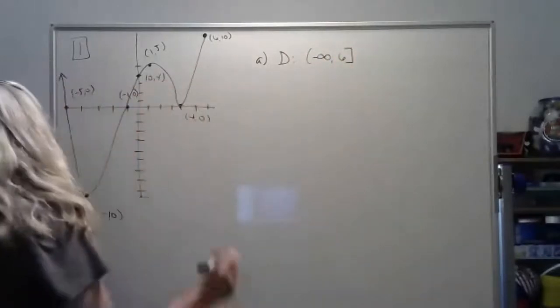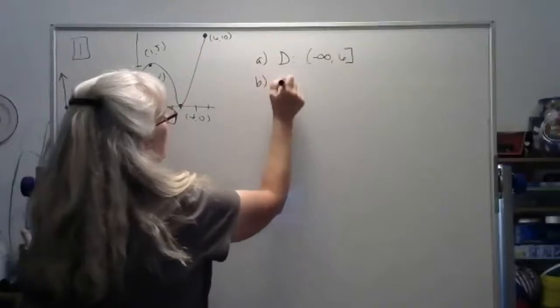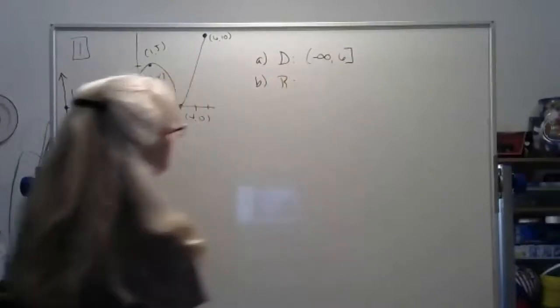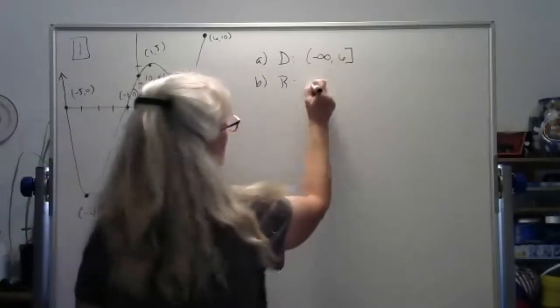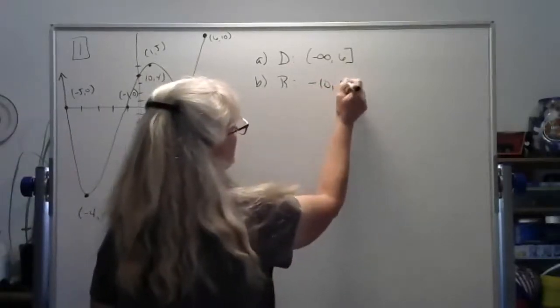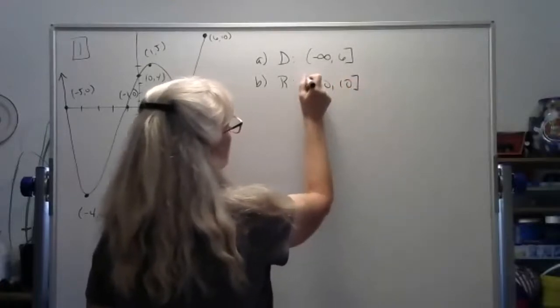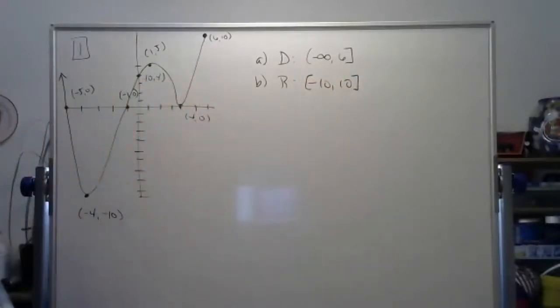What's our range? So where's the bottom of the graph? Where's the top of the graph? -10, yep, -10 and then up to 10? Yeah. And we'll use brackets on both of them because they're closed circles on both of those points.